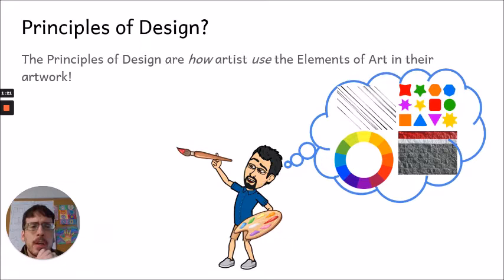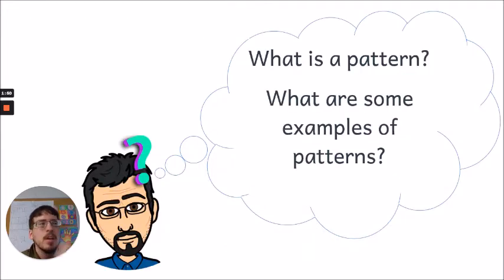So first of all, I said we're studying the principles of design, and we haven't talked about those yet. Basically, the principles of design are how an artist uses the elements of art in their artwork. We've talked about shapes, colors, lines, and textures in the elements of art. And so we're going to be thinking about how we can choose to use those and combine them and work with them in our artwork. So today, the principle of design we're going to study is pattern.